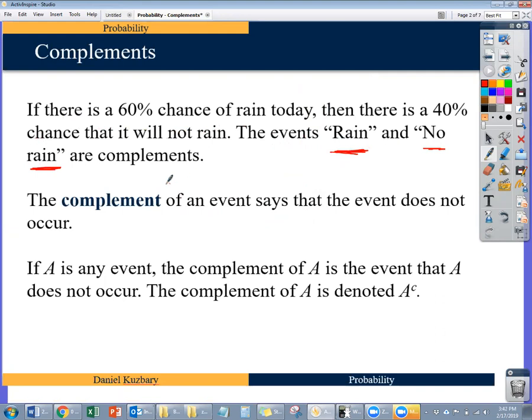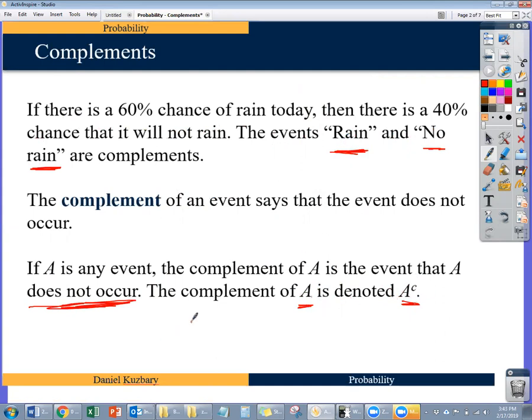To say that something's a complement of something else, you would use words like not or no, like it just doesn't happen. So if A is an event, the complement of A is the event that it does not occur. So it either occurs or it doesn't occur. The complement of A is denoted by A with a little c. So you've got A and you've got A complement. Either it happens or it doesn't happen.